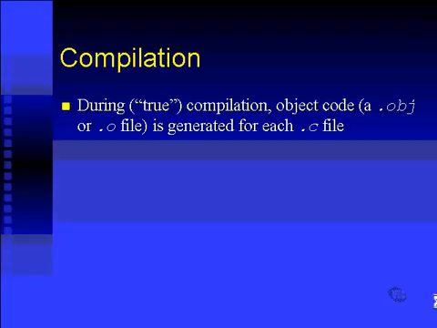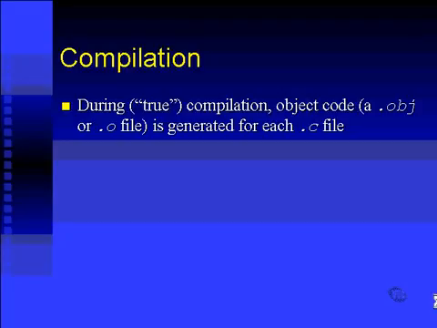Next comes the compilation phase. This is obviously the guts of it. This is the part of the process where the code that you've written is examined to see if it actually makes sense. This is the true compilation. At the end of this, you will have a .obj file or a .o file, depending on what operating system you're on, for each .c file that you have.